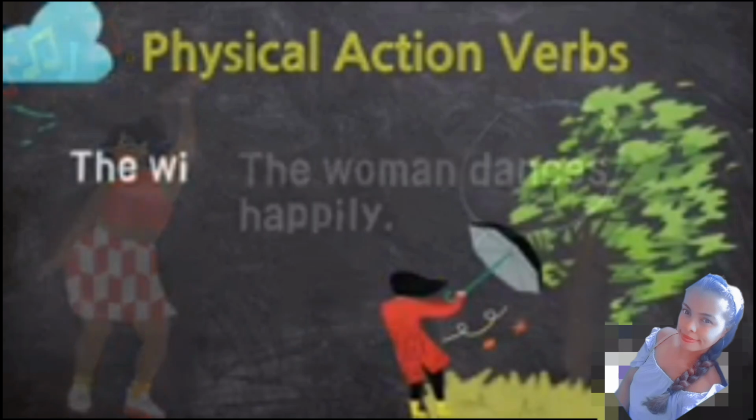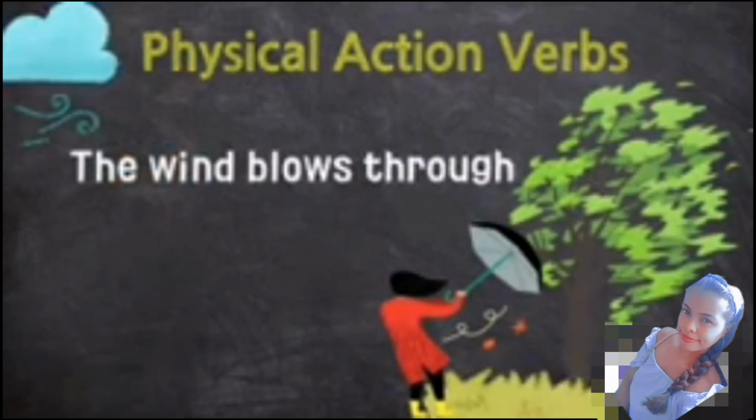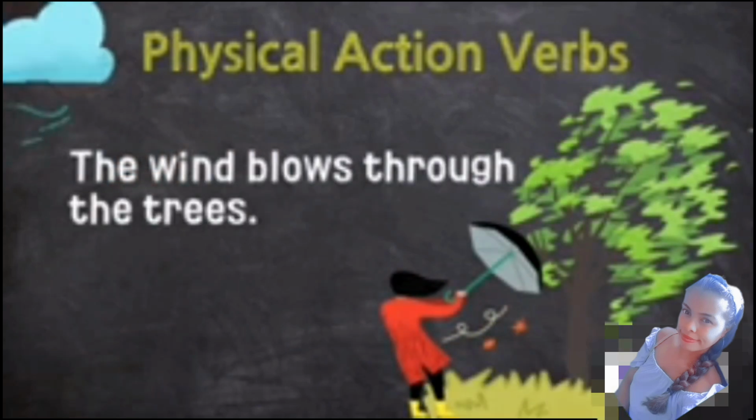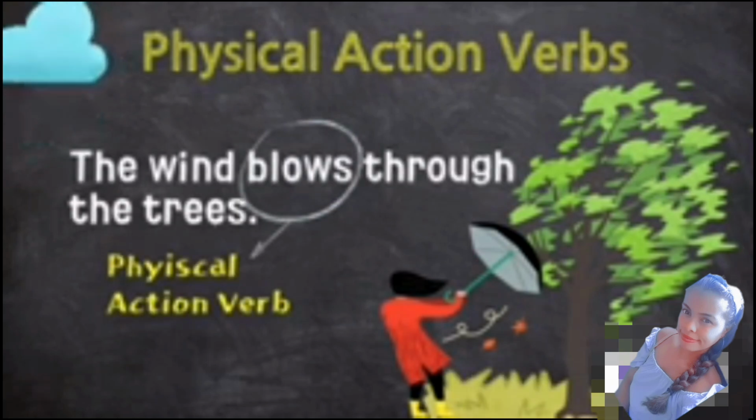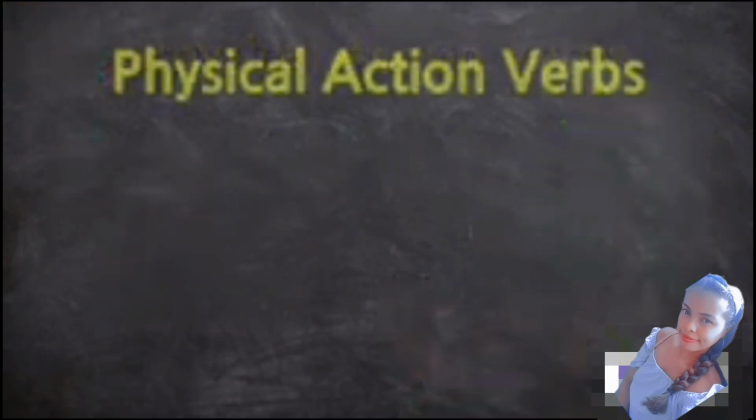So let's try this one. The wind blows through the tree. The word blows is a physical action verb. Blowing is an action that can be seen. It is moving when it's blown. Here are more examples of physical action verbs.